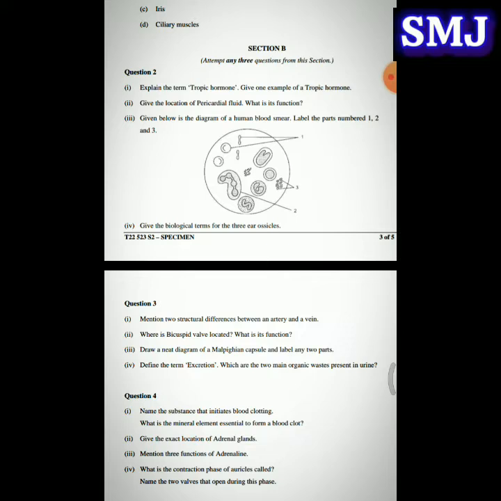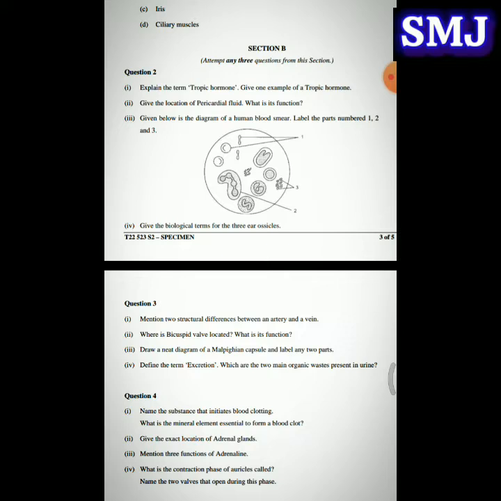Next question. Give the location of pericardial fluid. What is its function? The location of pericardial fluid is between the layers of the pericardium around the heart, and the function of pericardial fluid is it helps to decrease friction between the pericardial layers.